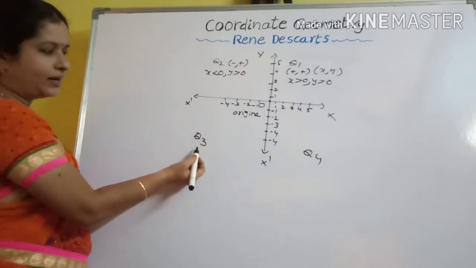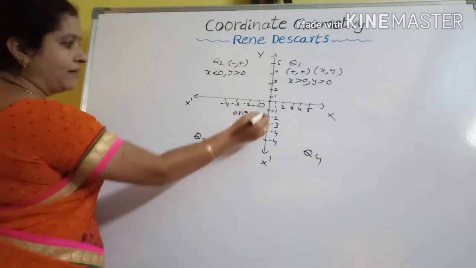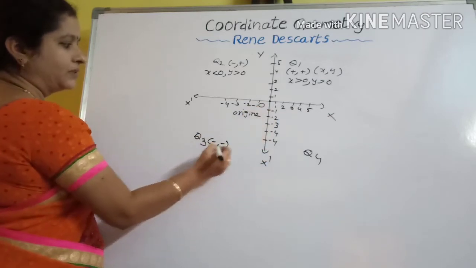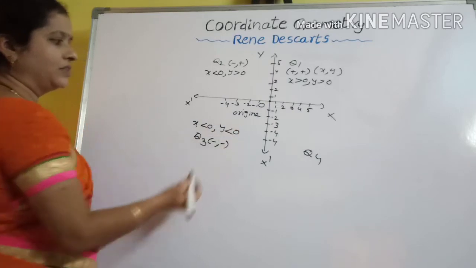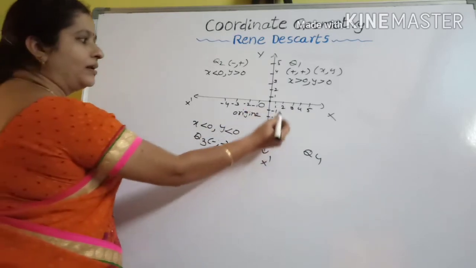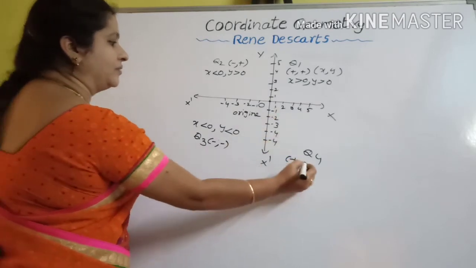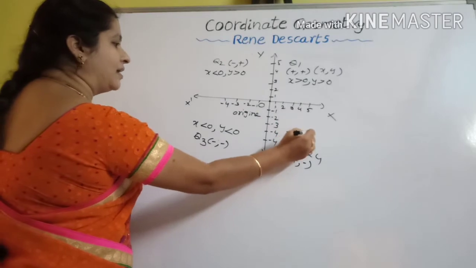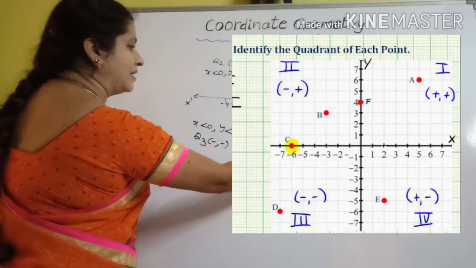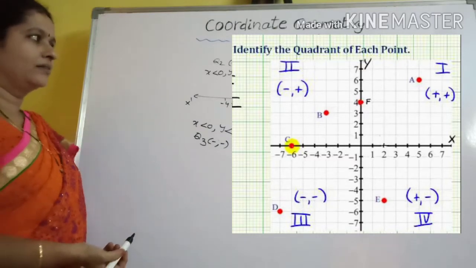In the third quadrant, x values are negative and y values are also negative, so x less than 0, y also less than 0. In the fourth quadrant, x values are positive, y values negative. So what is the condition here? x greater than 0 and y less than 0. So this is all about the Cartesian plane.